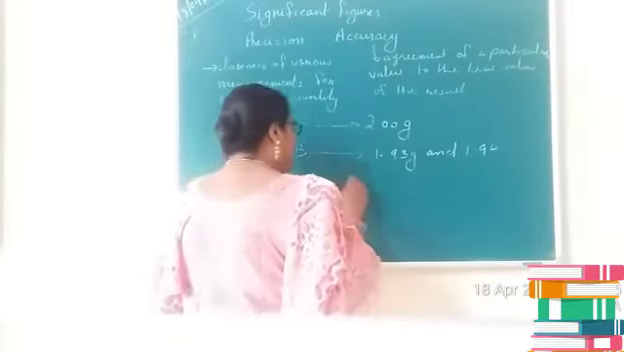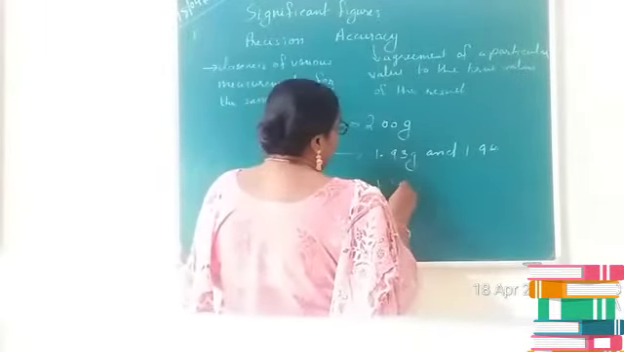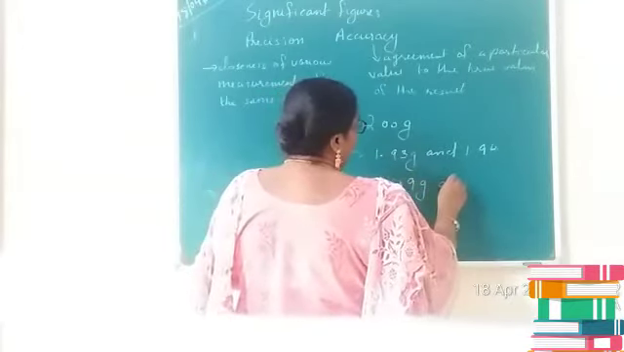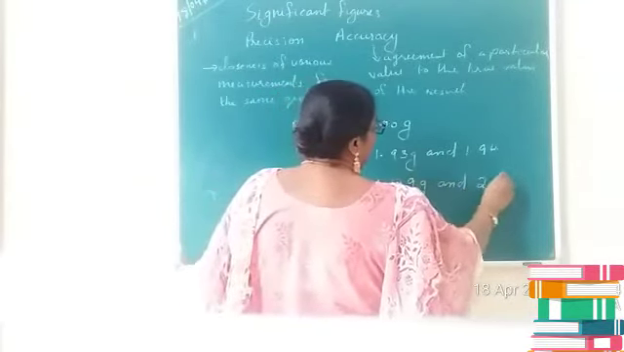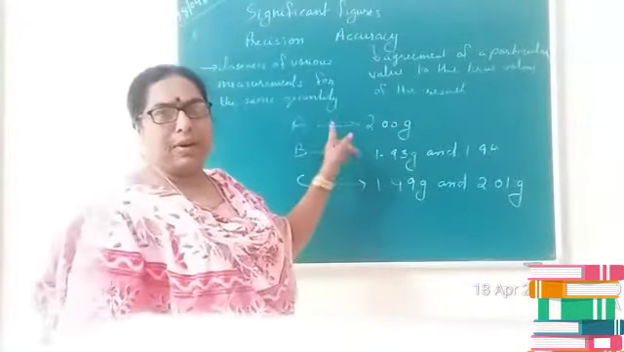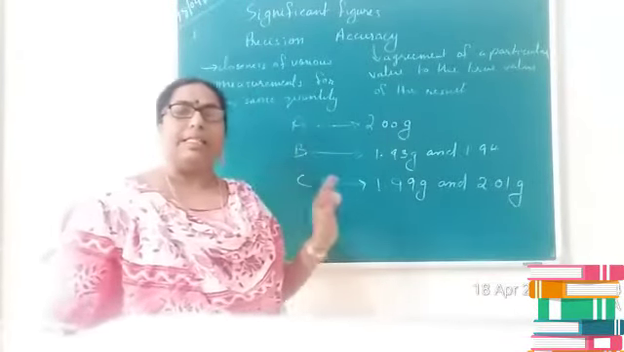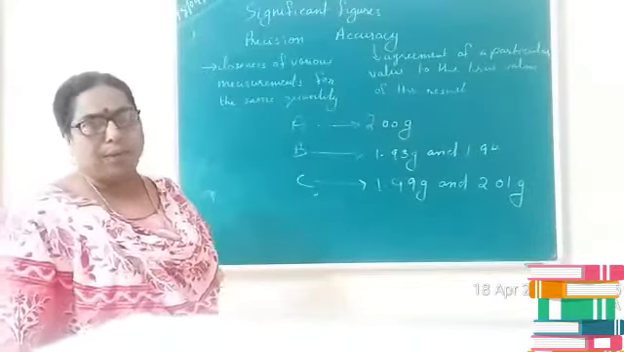And on the other hand, C got the mass of the object as 1.99 gram and 2.01 gram. Okay. Now you just consider the value of A, whatever be the mass of the object A got, we can consider it as the correct value, that is the true value.